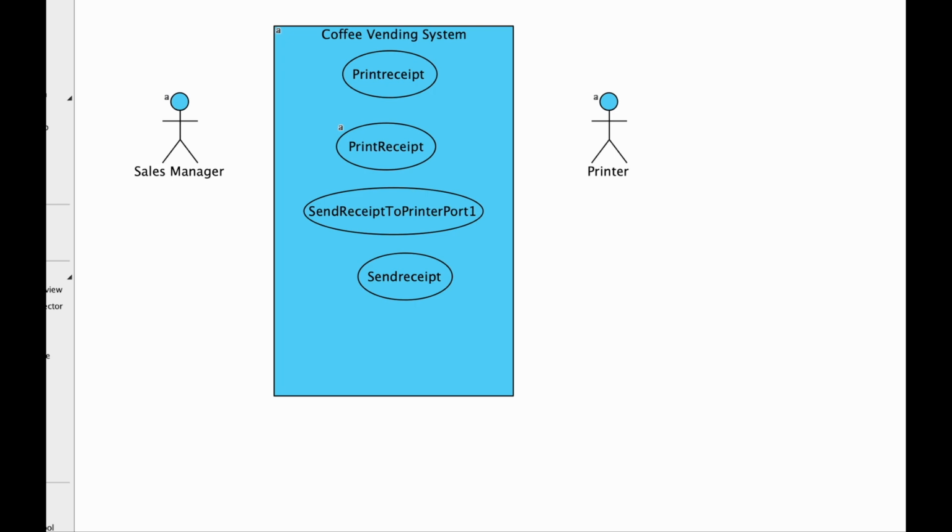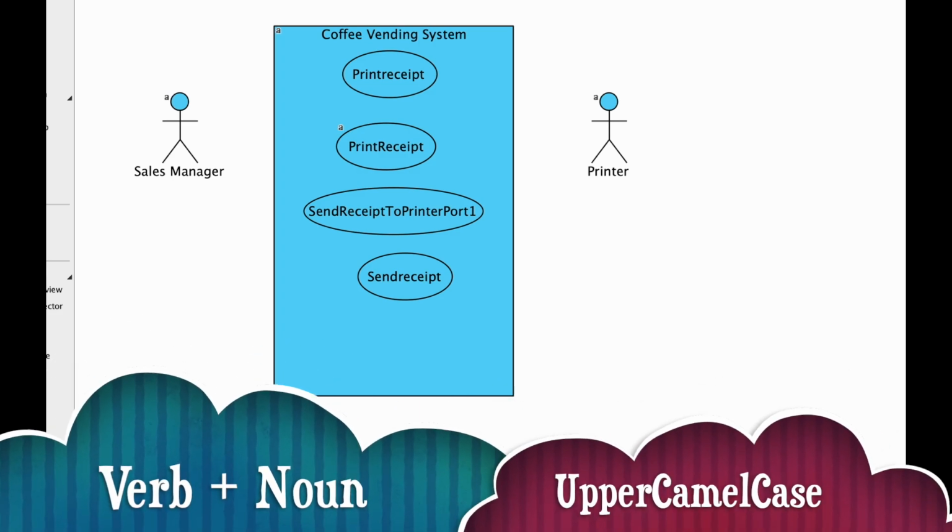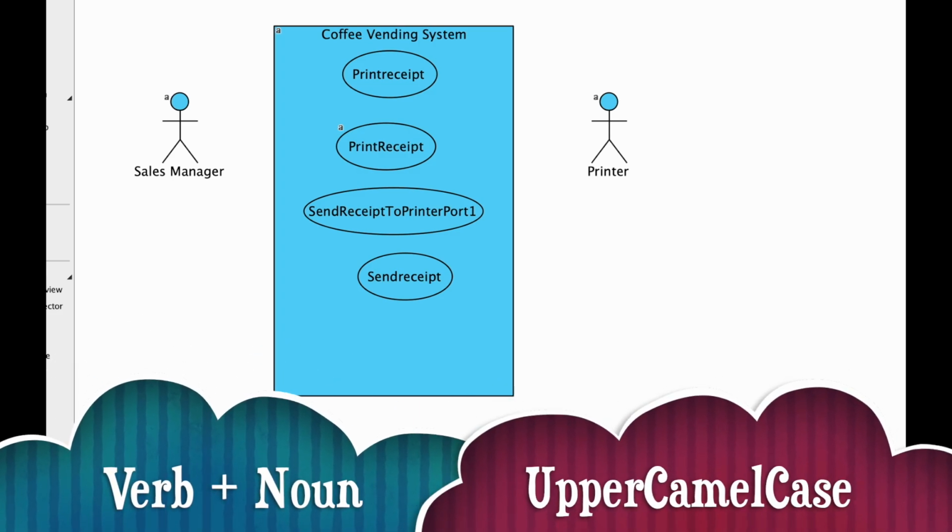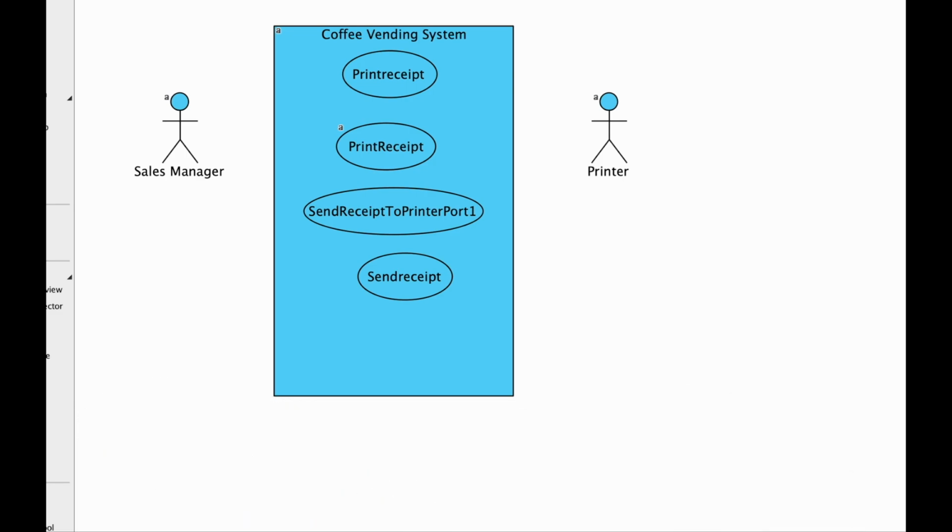Use cases are named using verbs and verb phrases, typically in verb noun order written in Upper Camel Case. In our example on the screen, we have two actors, the printer actor on the right and the sales manager on the left who wants to print a receipt to the printer.